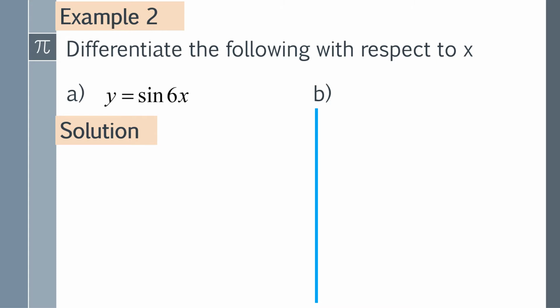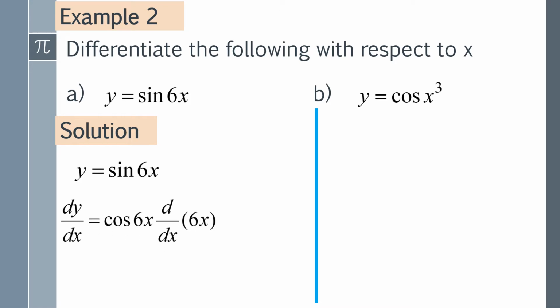Example 2. Differentiate the following with respect to x. A, y equals sin 6x. Now, if we differentiate sin, we get cos 6x. The angle doesn't change. Now, we differentiate the angle 6x again. We have 6 cos 6x.